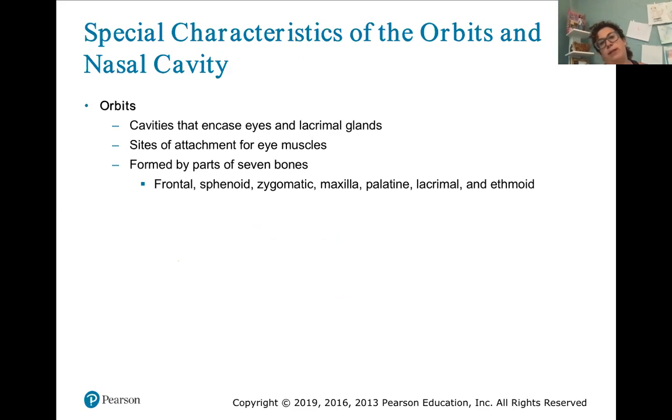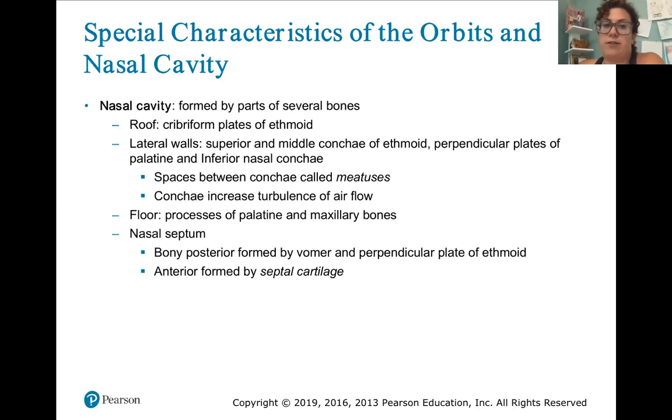Okay, orbits. I think we already spoke about this, but just to take it on home to Funky Town. I don't know why I said Funky Town. So frontal, sphenoid, zygomatic, maxilla, palatine, lacrimal, and ethmoid all make part of your orbital cavity. These are here to add as attachment sites for your eye muscles and to hold your eyes and your tear glands, your lacrimal glands.